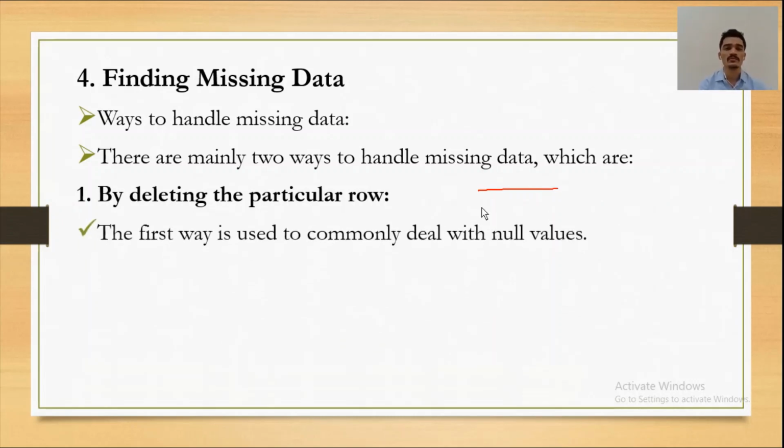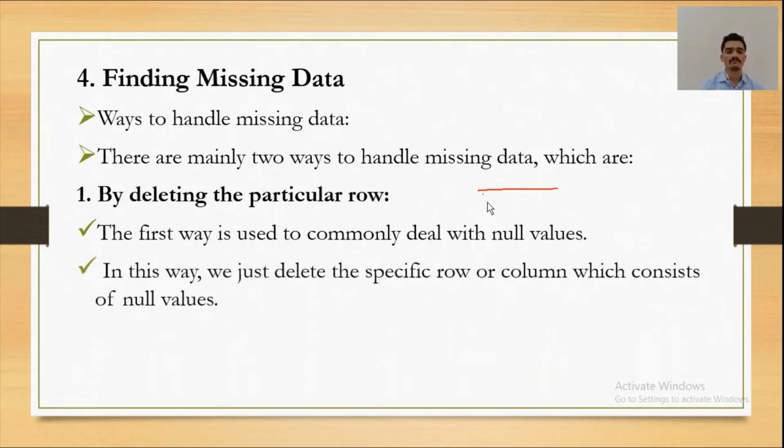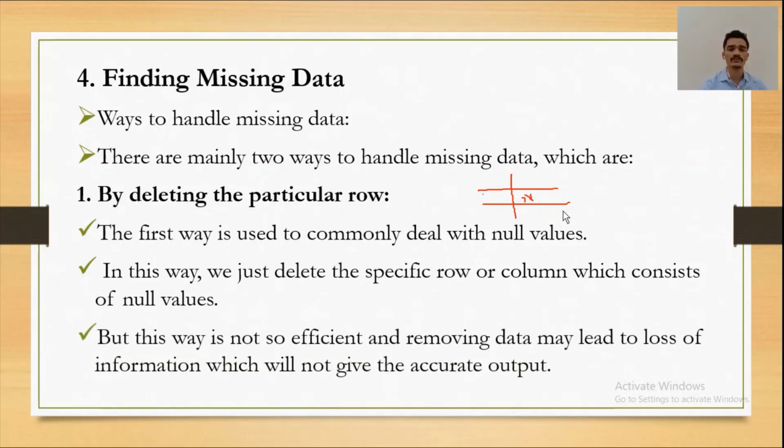is the first way, commonly used to deal with null values. In this way, we just delete the specific row or specific column which consists of that null value. It's not efficient in removing data, and may lead to the loss of information. By deleting the particular row, we will not get an accurate output.